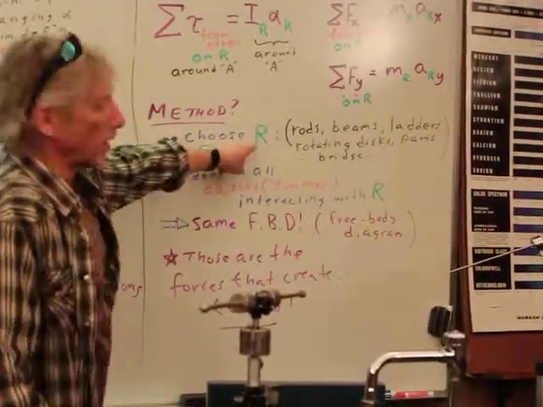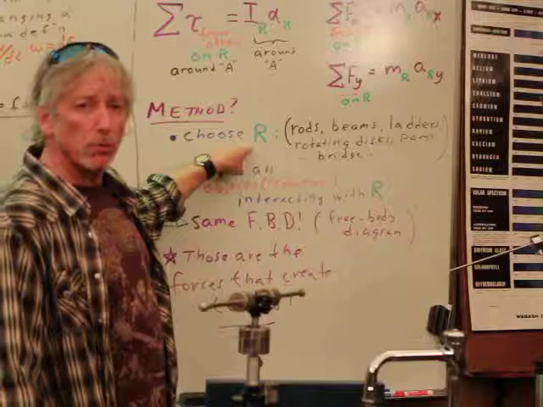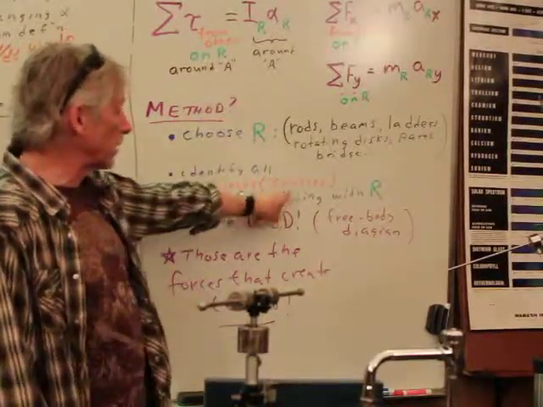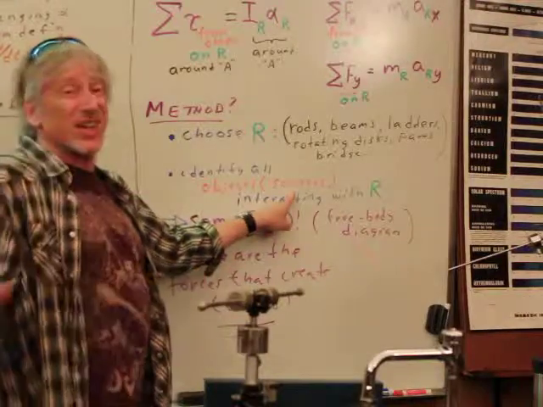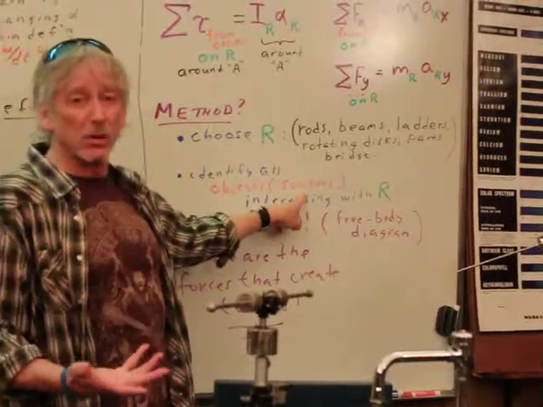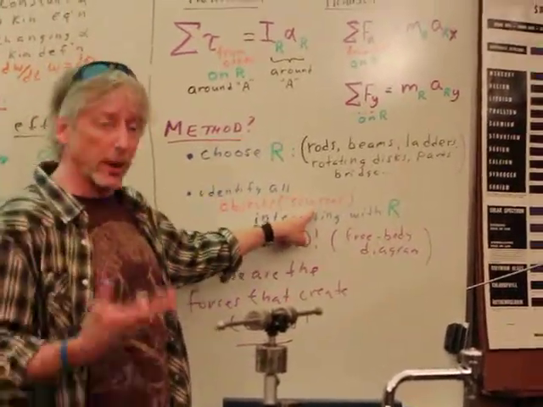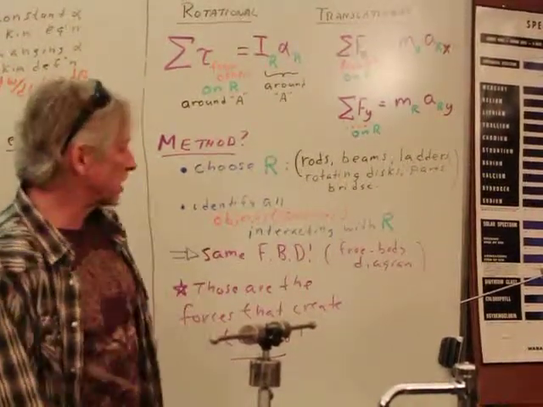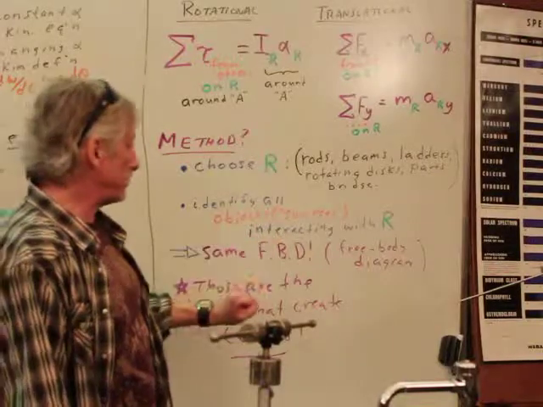So you choose your object, just like before, but now it's an extended object. You identify all objects interacting with it, all the sources. So what's touching it? And gravity right now. Right? If you've got electric force later, or magnetic force, you can deal with that the same old way. But now we're just looking for things touching it and gravity.